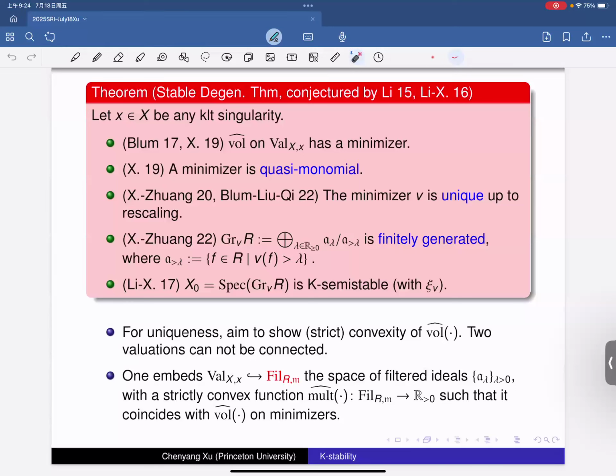Actually, in this case, it's really cosimonomial. I mean, there are examples where there are no divisorial valuations that are minimizers. The simple example is you just take a cone over the F1, the Hirzebruch surface. Then if you compute the minimizer, it's not divisorial. Actually, the minimizer in this case is unique up to rescaling.